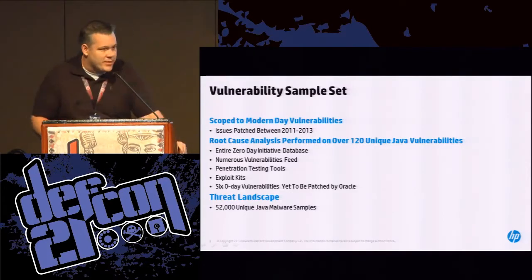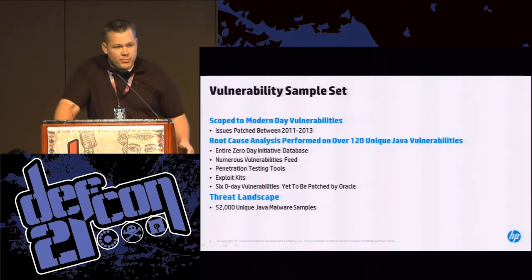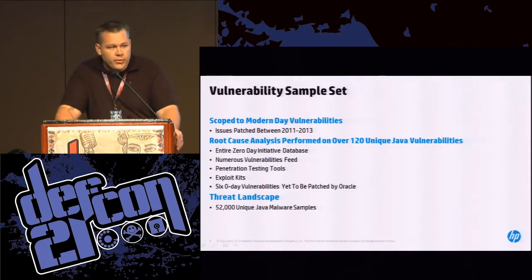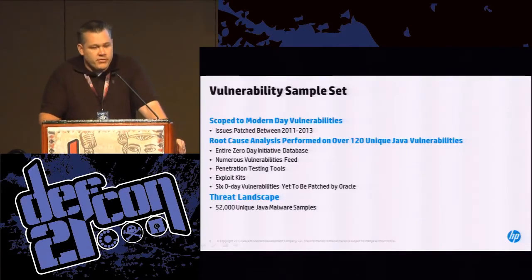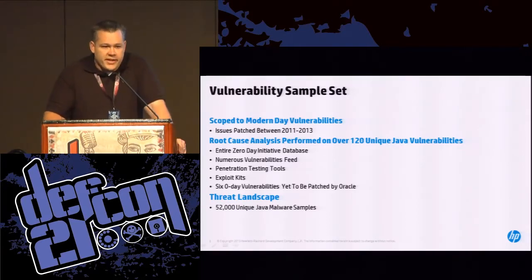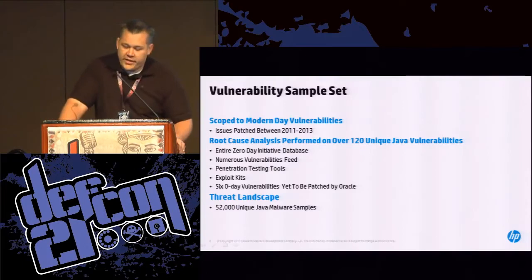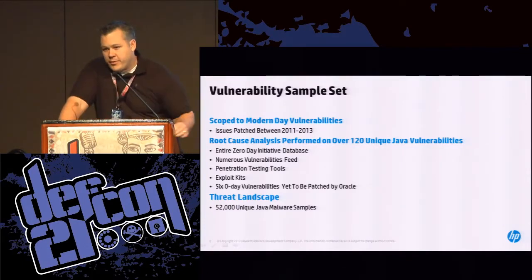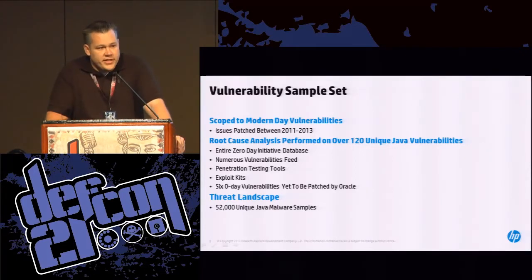So let's talk about the sample set that we had for this analysis. We scoped ourselves to modern day Java vulnerabilities, every issue patched between 2011 and 2013. We performed a root cause analysis on over 120 unique Java vulnerabilities. This is probably the largest collection of Java vulnerabilities outside of Oracle or the NSA or some other nation states. We had the entire 0 Day Initiative database, numerous vulnerability feeds, all the big name penetration testing tools, and we actually had 6 Java 0 days that we've already submitted to Oracle for patching in this analysis as well. So this is actually trending for next year's patches too.